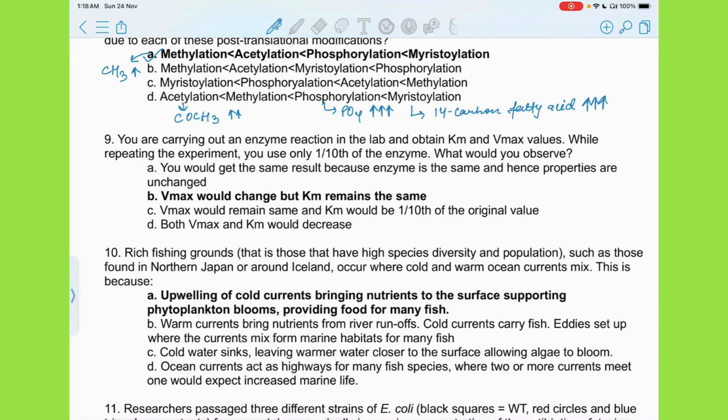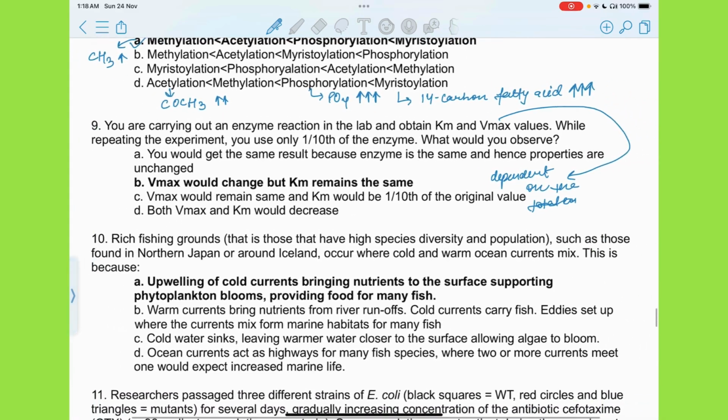You are carrying out an enzyme reaction in the lab and obtain Km and Vmax values. While repeating the experiment, you use only 1/10 of the enzyme. What would you observe? When we talk about the Km and the Vmax, the Vmax is dependent on the total enzyme concentration, whereas the Km is an intrinsic property.